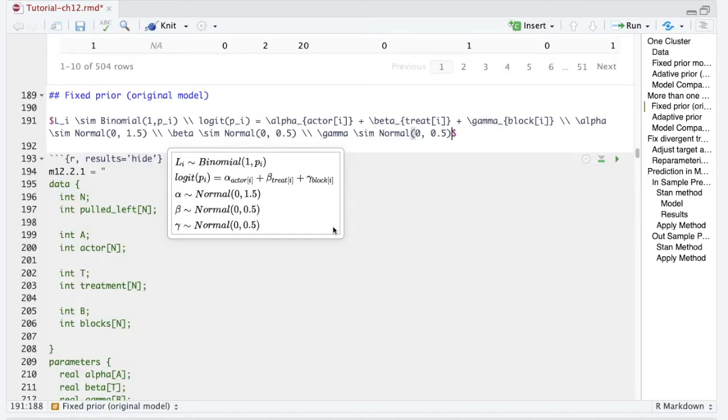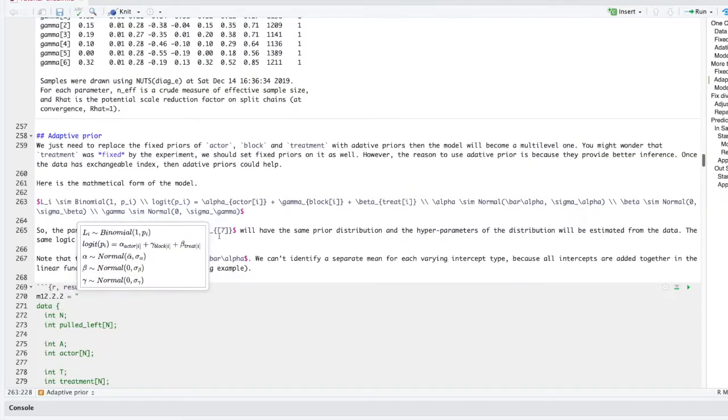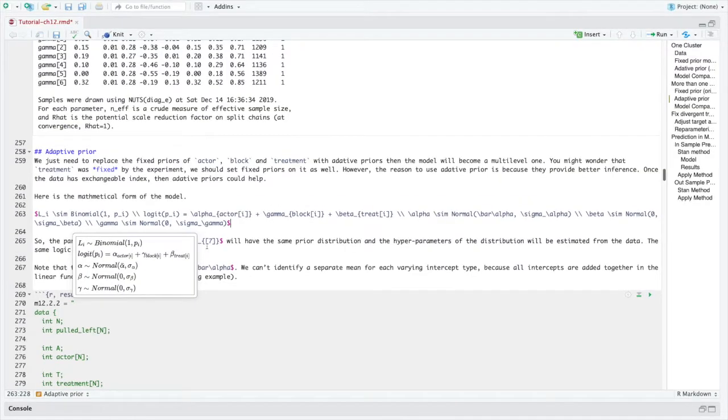The fixed prior model looks just like this. We use a binomial regression model to estimate the rate of a chimpanzee pulling left, and we use the logit transformation to estimate the coefficients for actor effect, treatment effect, and block effect, and manually set the priors for these three coefficients. Then let's build an adaptive model. We just need to replace the fixed priors of actor, block, and treatment effect with adaptive priors. Then the model becomes a multi-level model.